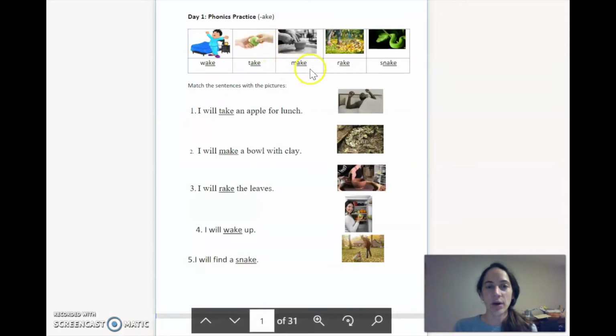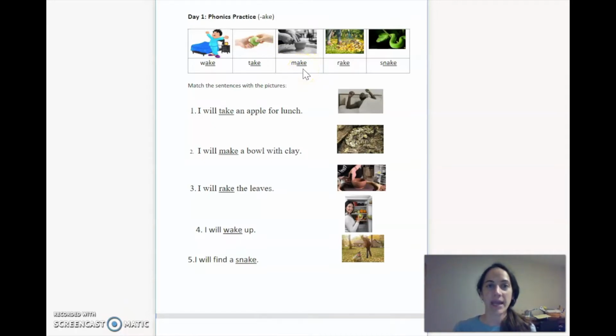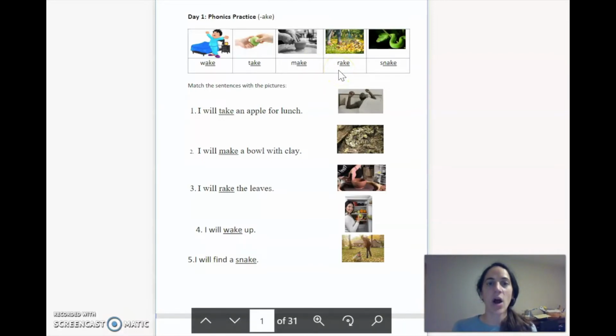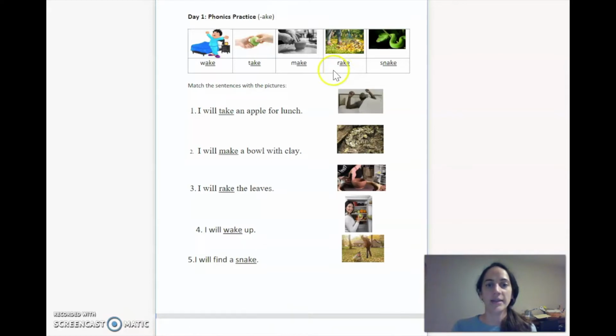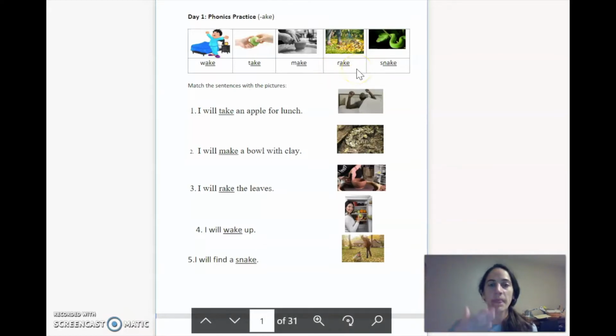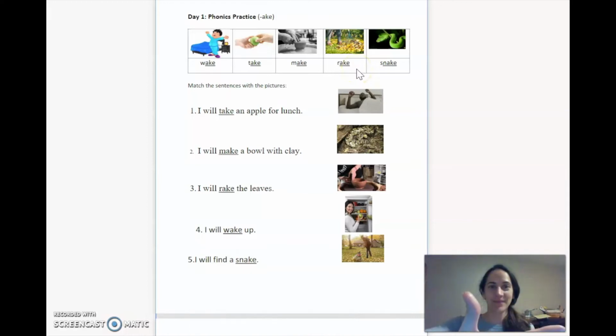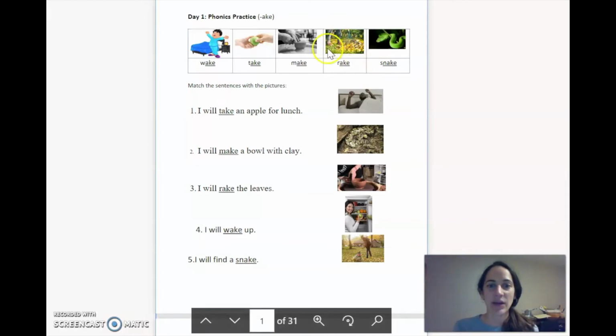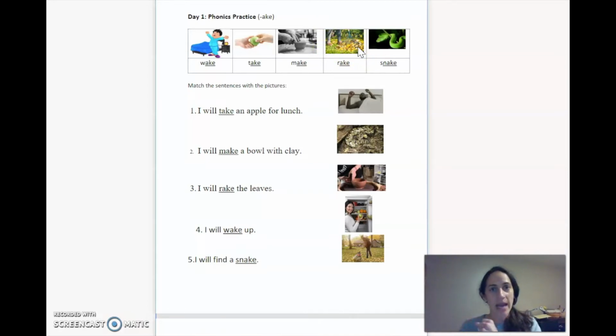Here's another word with an M in front. Make. Repeat after me. Make. Good. Make is when we build something new or we cook some new food. Another word has an R in front. That is rake. Rake. Good. In this picture, you can see people will move the leaves. They will rake the leaves.